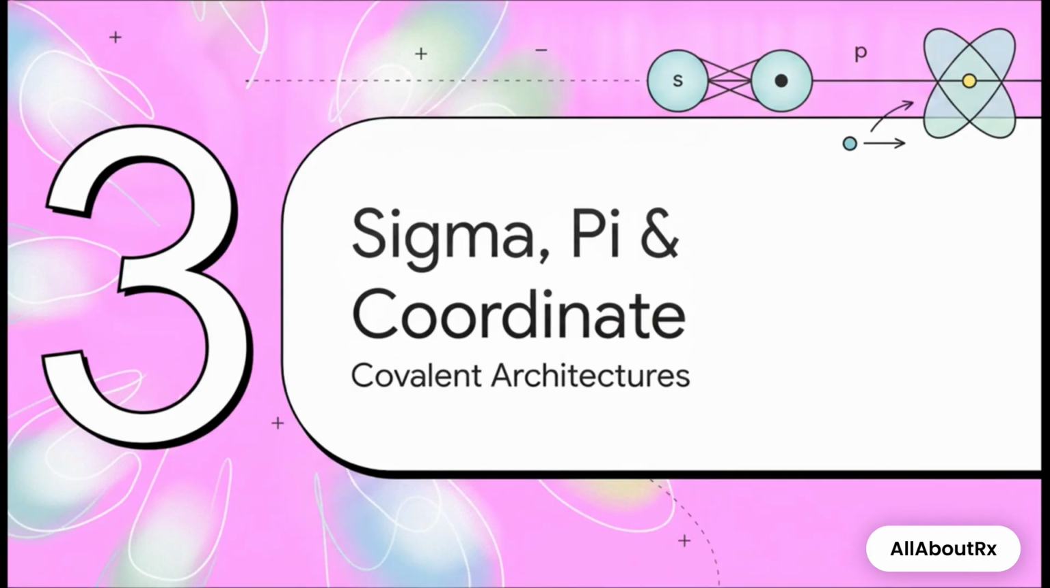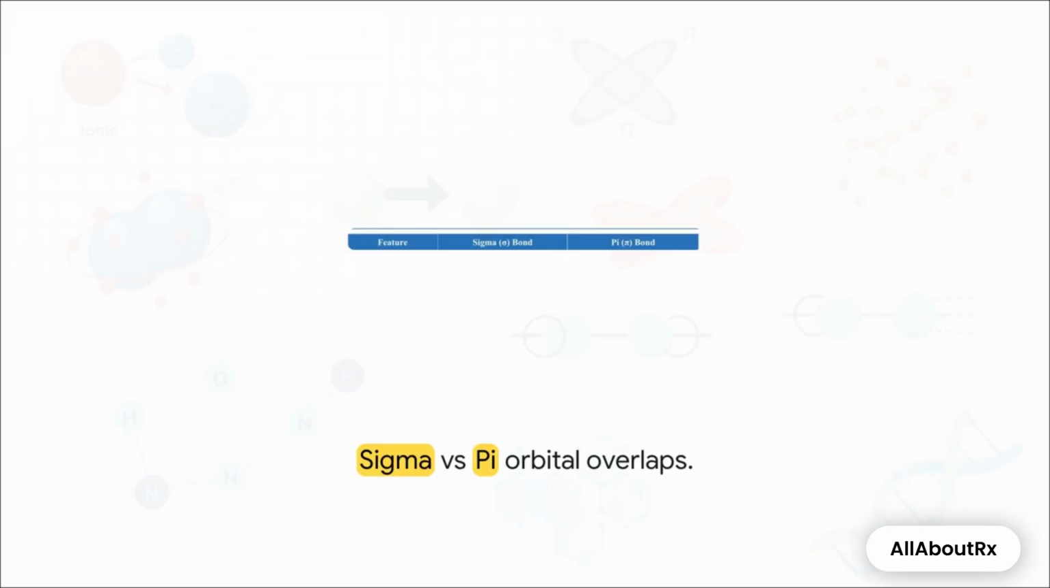Section 3. Sigma, pi, and coordinate architectures. Let's drill deeper into the nuances of these shared covalent bonds. Let's think about the architectural differences between these two. Sigma bonds are absolutely the strongest covalent bonds you'll see. Why? Because they're formed by a direct, head-on overlap of orbitals. It's a very solid connection.